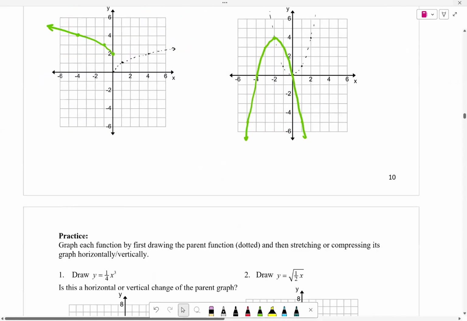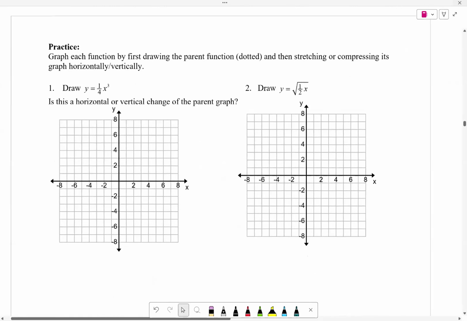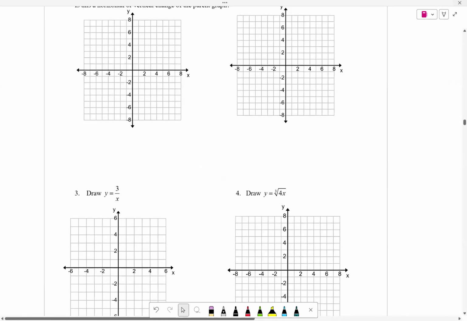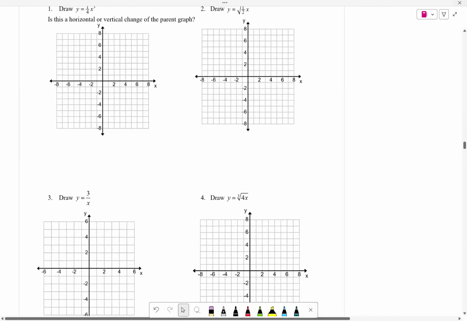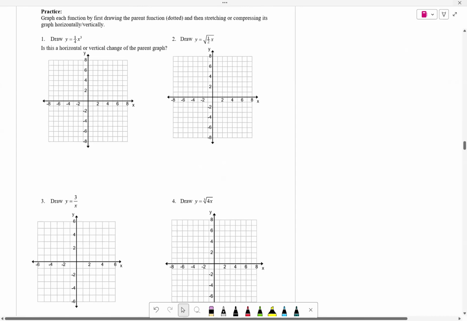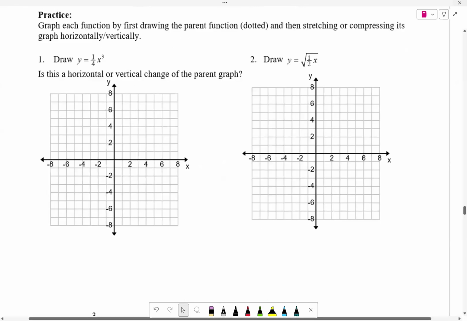Do you have some more practice problems here? Oh, look at that. We do. Look at all that glorious fun. Oh, there's no translations here. Sorry. All stretches and compressions. I'll give you a moment. Do one at a time. Check with your neighbor as you do them. Do you need a refresher for what that parent function looks like for number 1?